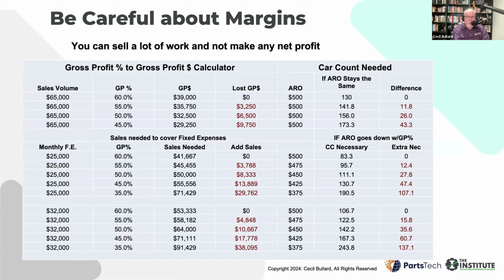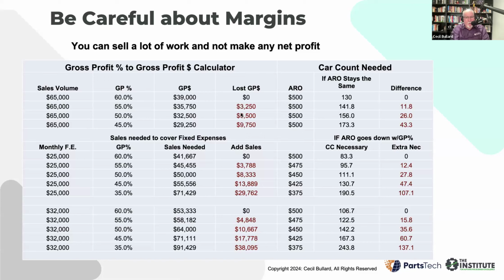And the more cars you bring into your business, everybody thinks it's all about car count. It's not about car count. It's about margin. It's about making profit. If I lose $5 on every car that comes in, how many more cars do I want to work on today? I don't want to work on any if I'm losing money.